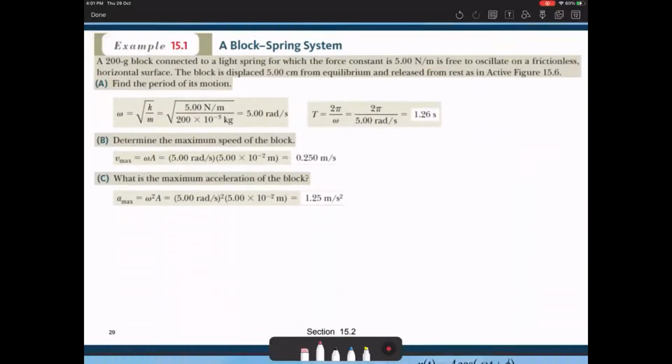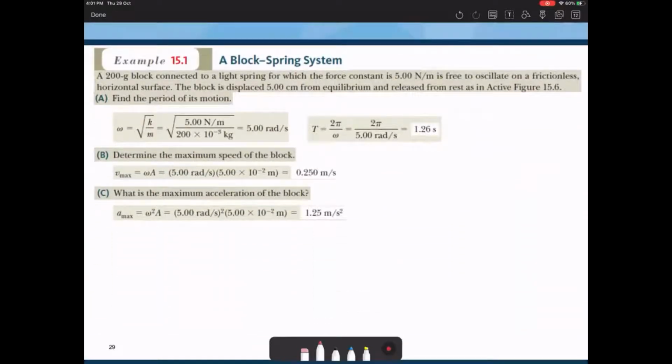Now, let's take a look at an example. Here, you will have a block connected to a spring, and the spring constant is 5 Newton per meter. It is oscillating on a smooth horizontal surface. Displacement is 5 cm from the equilibrium and released from rest. So you're asked to determine in part A the period of the oscillation.